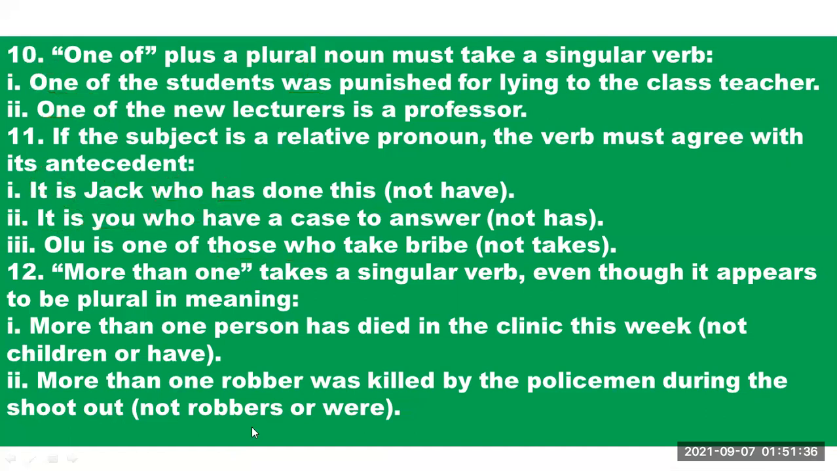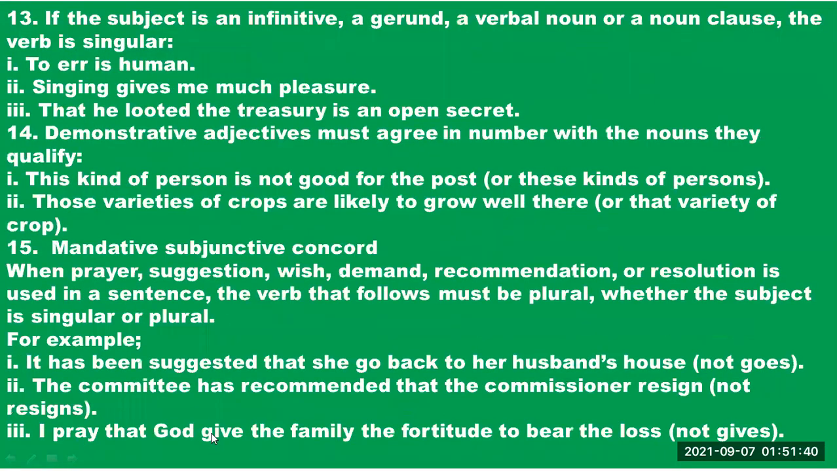So let's now go to rule number 13. Rule number 13 states that if the subject is an infinitive, a gerund, a verbal noun, or a noun clause, the verb is singular. You need to understand these grammatical terminologies. An infinitive is always a verbal that begins with to. And sometimes it could be the one that ends in ing. You have "to" infinitive, which qualifies as an infinitive phrase. Then you have the infinitive that ends with ing, which also is a verbal.